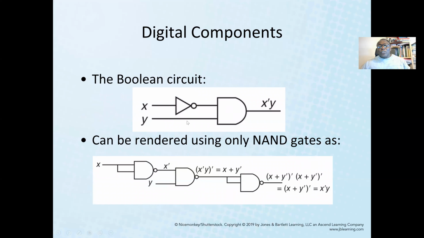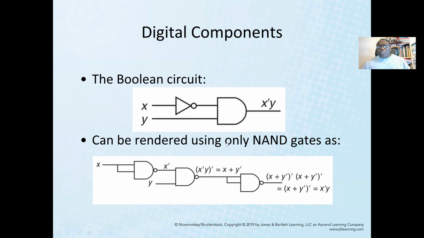And this is a Boolean circuit. For example, we have two inputs, X and Y. This Boolean circuit consists of only two logic gates, NOT and AND. NOT will invert my X, so I'll get X invert. Now I have X invert going to the AND gate, and also I have Y going to the AND gate. So the output should give me X invert Y.